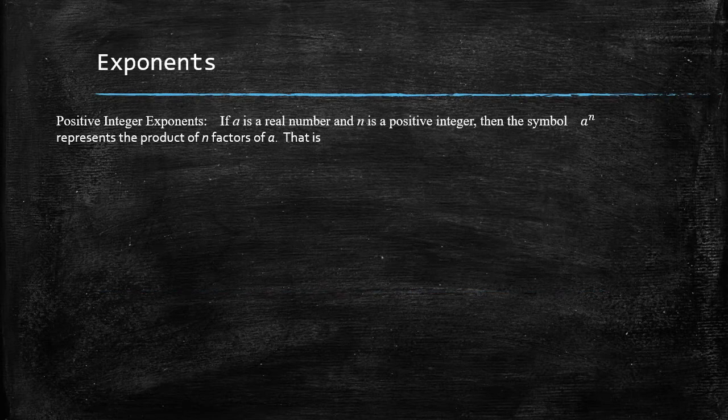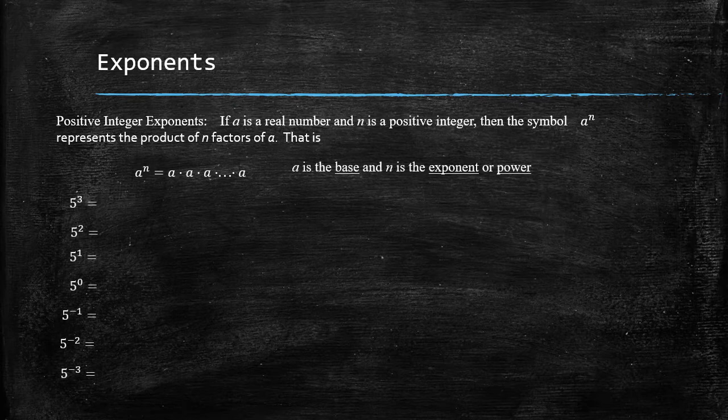Exponents. All right, so if we have a positive integer exponent, then if a is a real number and n is a positive integer, then the symbol a to the nth power represents the product of n factors of a. So a to the nth power means multiply a by itself n times. Okay, a is called the base of the expression, and n is the exponent or the power.